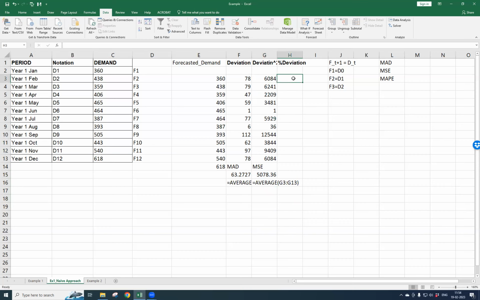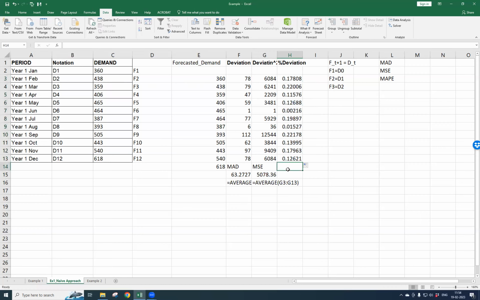For percentage deviation, what we are going to do is take the deviation, that is the absolute deviation, and divide this by the actual demand value. So in this particular case, the actual demand value happens to be 438. So this is what I am going to divide. And my percentage deviation for all of this is calculated like this.